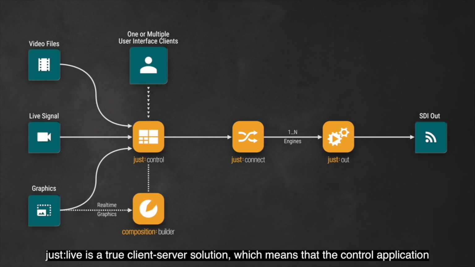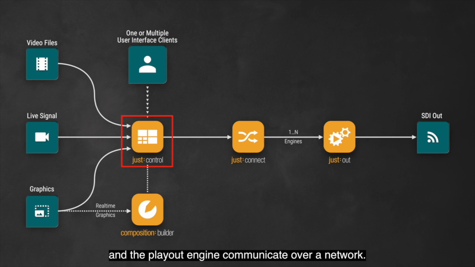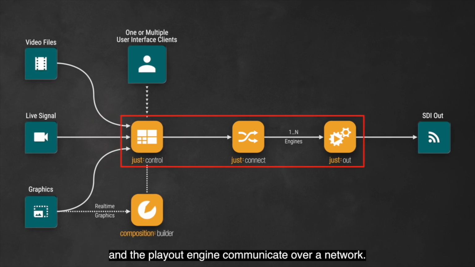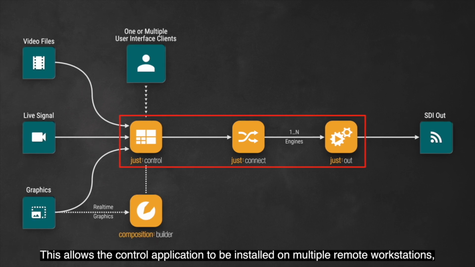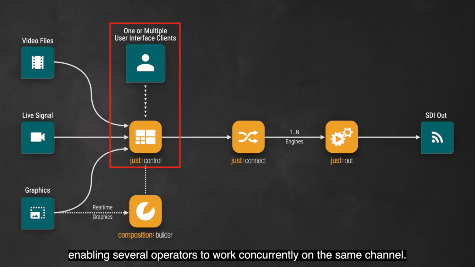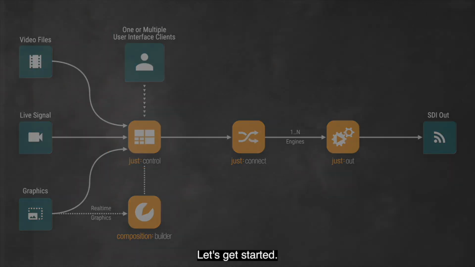JustPlay is a true client-server solution, which means that the control application and the playout engine communicate over a network. This allows the control application to be installed on multiple remote workstations, enabling several operators to work concurrently on the same channel. Let's get started.